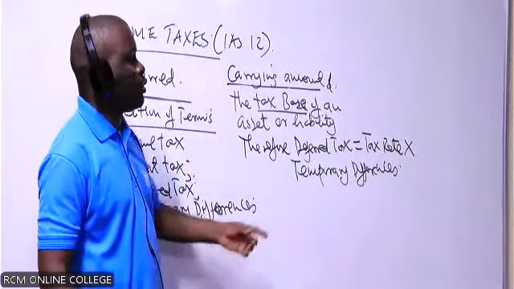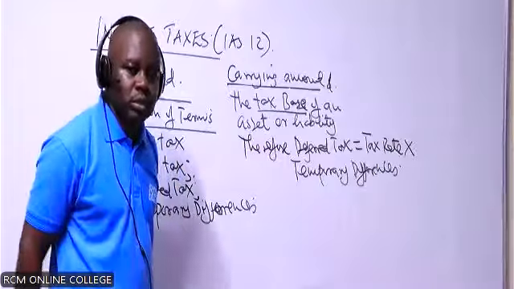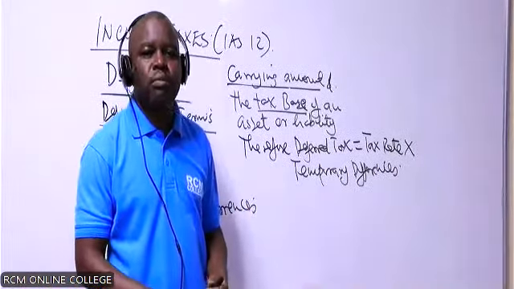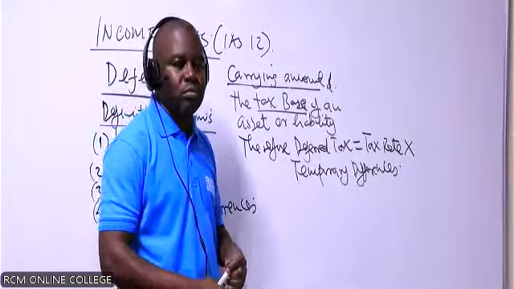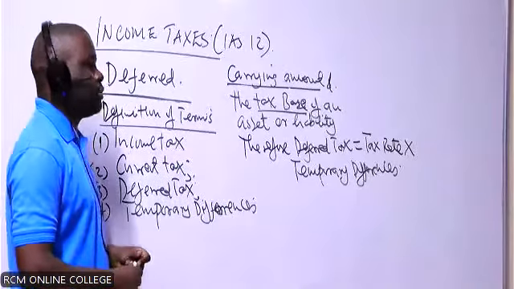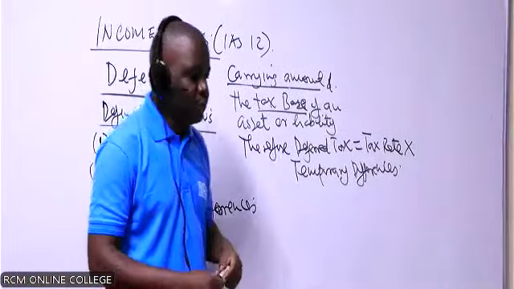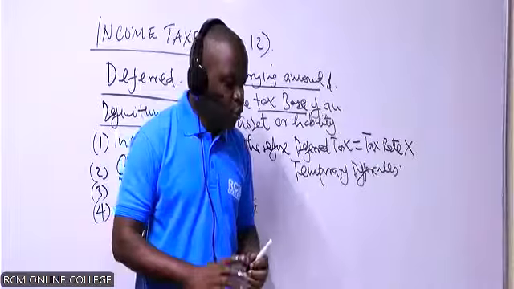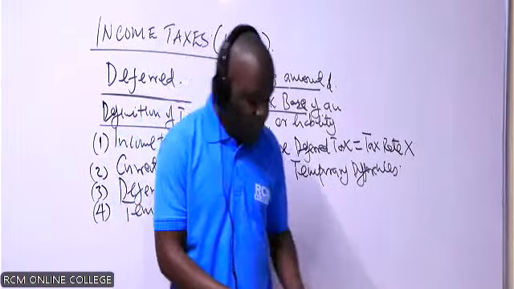So the carrying amount is equal to net book value. Yes, that is true. It is the value at which the assets are being carried in the books of accounts. It is normally at net book value. So I want us to do a very simple example here.